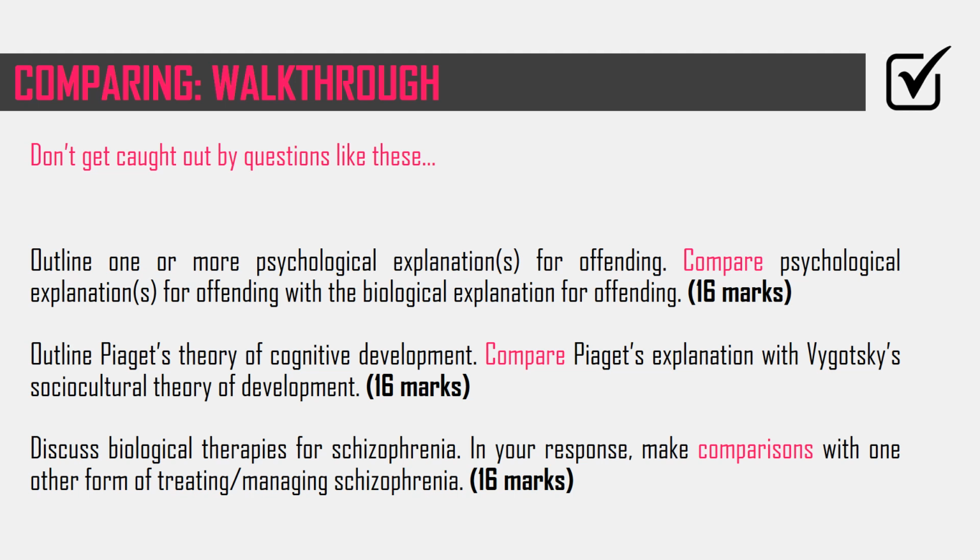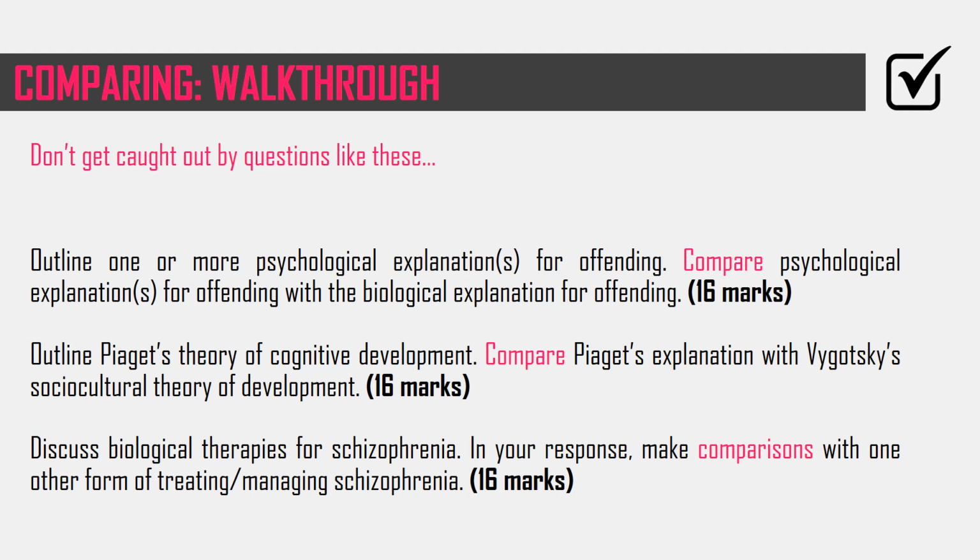If you have a look at the last one in particular, I think it's just worth mentioning the difference in the style of question. So the last one I've got there is discuss biological therapies for schizophrenia, or that could be for, I don't know, stress, eating, just whatever you like, okay? In your response, make comparisons with one other form of treating or managing schizophrenia. So that's quite different in the way that question is set up compared to the other two, and compared indeed to the approaches questions that we looked at before, because it is a 16-mark discuss question. So the marks will be for knowledge and for discussion, for evaluation, right?